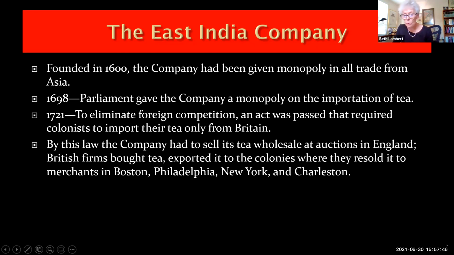to eliminate foreign competition, and this is 1721, an act was passed that required colonists to import their tea only from Britain. The company sold its tea wholesale at auctions in England. British firms bought the tea, exported it to the colonies, where they resold it to merchants in Boston, Philadelphia, New York, and Charleston. So this is a three-way deal here.